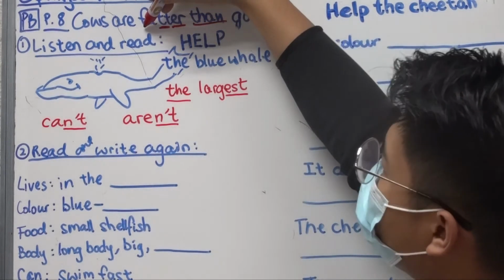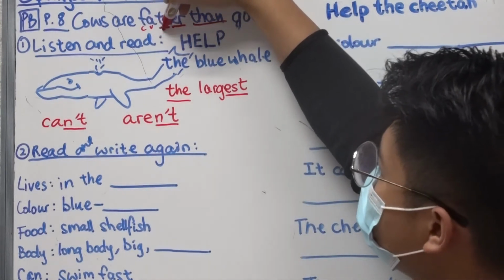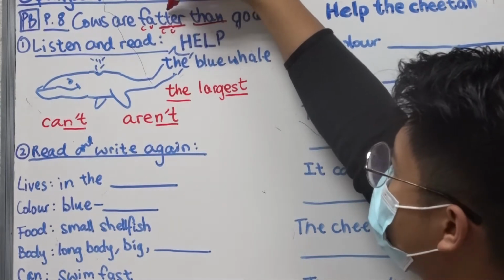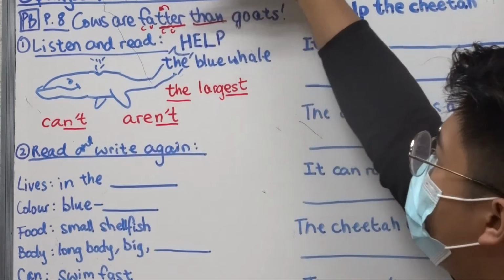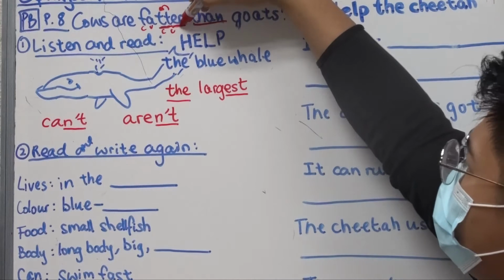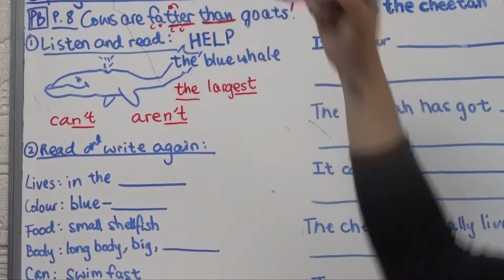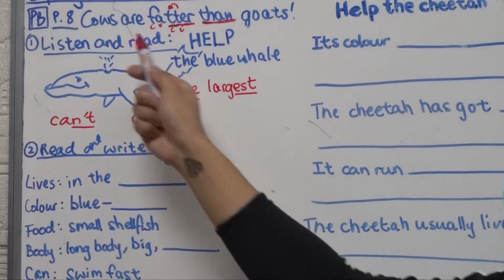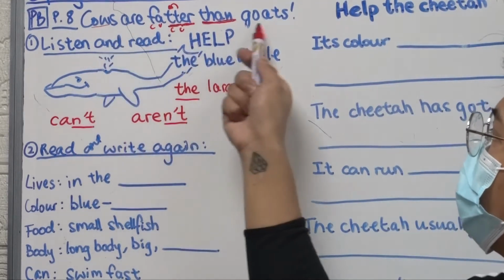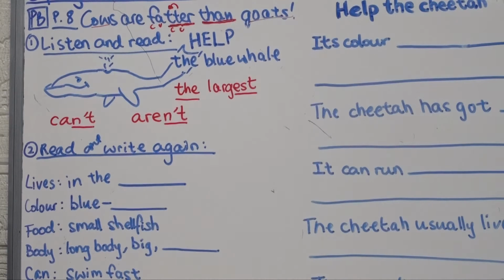Why? Because here we have CVC and then you put another C. Which C should we follow? Right, the one before, and then you add ER. Never forget the word than after ER. Now, this is more than 2, right? Cows, goats, but these are 2 kinds of animals, so we will use comparative adjective, okay?